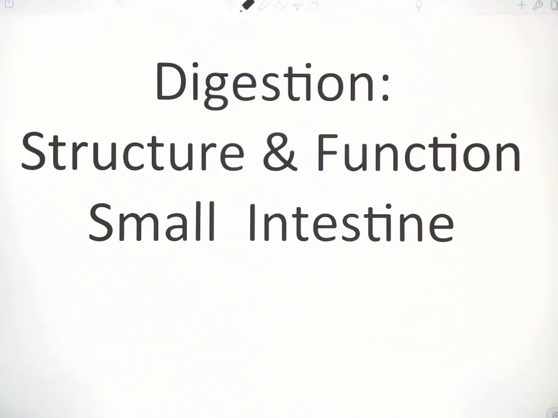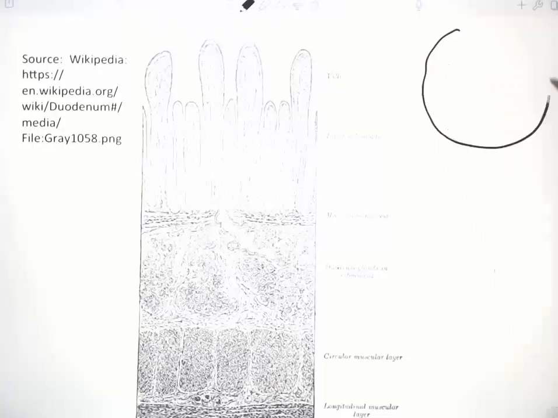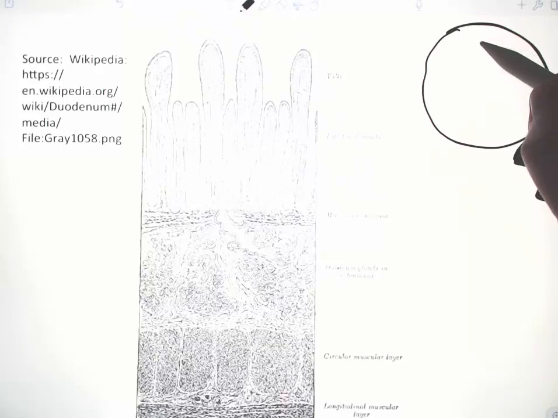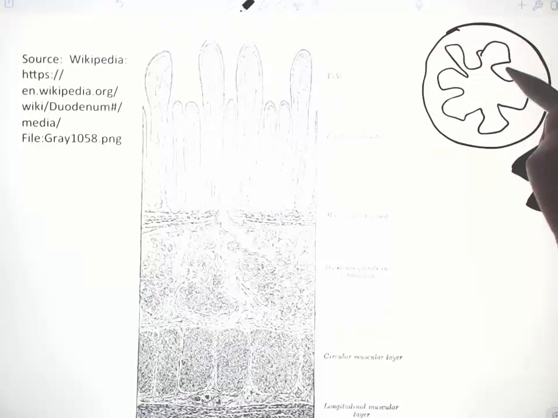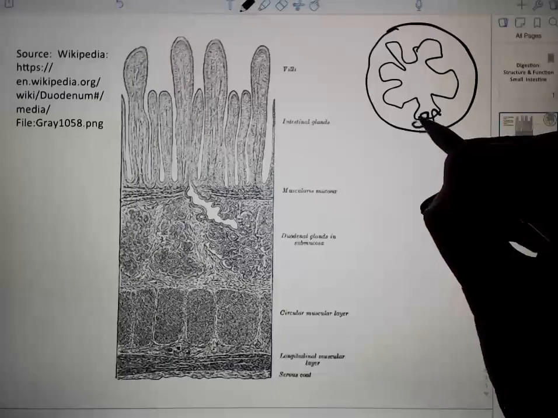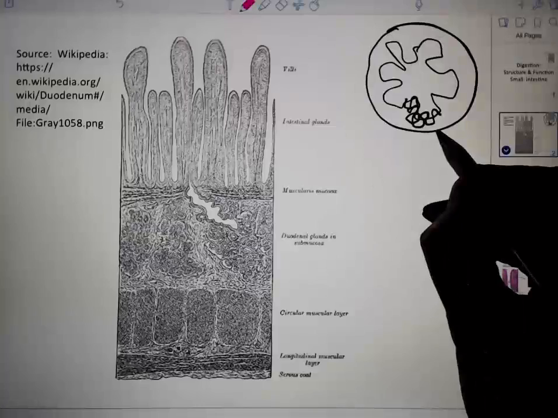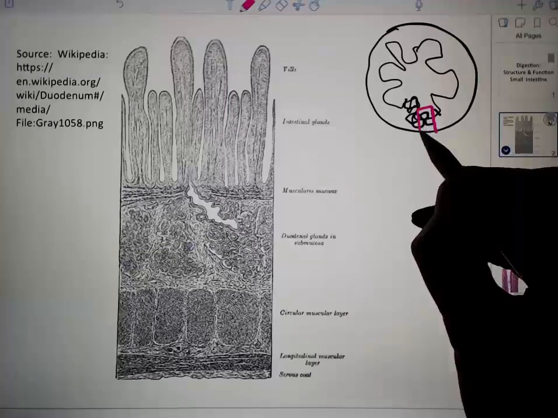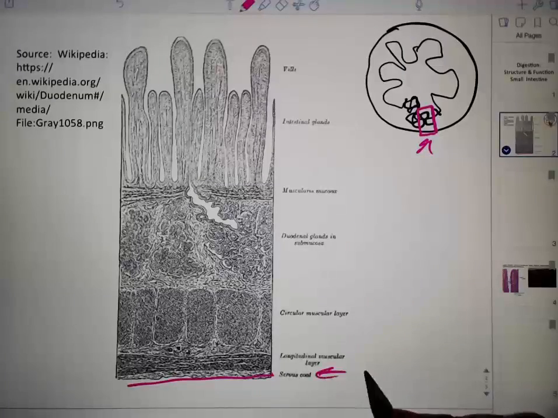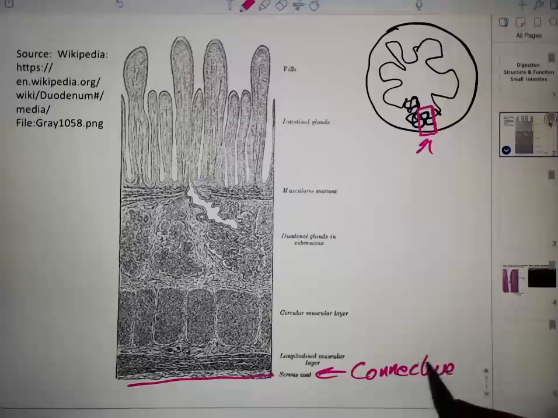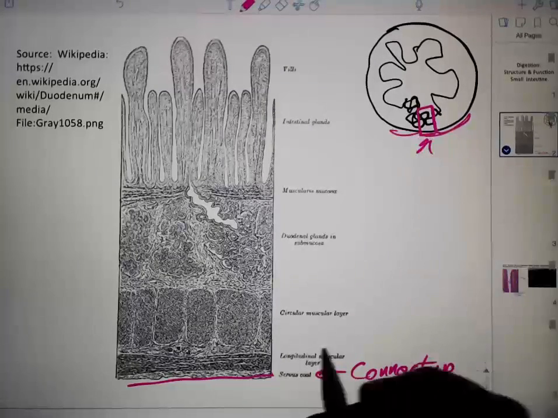The structure of the small intestine is key to its function. If we looked at a cross-section through the small intestine, in most regions there are abundant folds. Each of the folds has many folds. If we looked at just one of those areas, we'd see down here at the bottom a connective tissue layer, the outermost layer of the intestine.